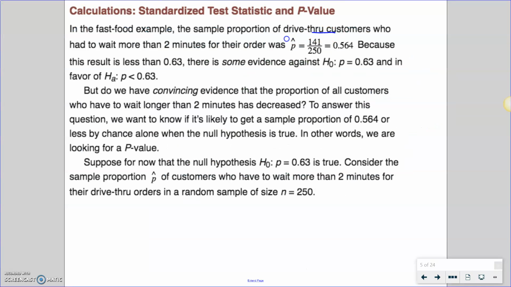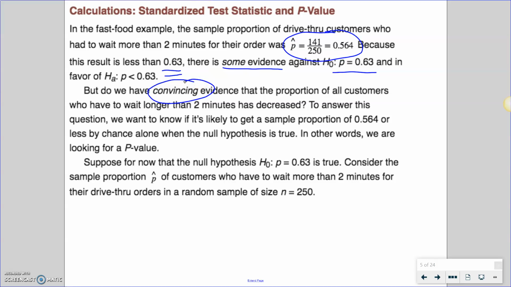All right, so here you can see they calculate the p hat again, okay? Now here's the deal: because this result is less than 0.63, there's some evidence against that. Like there's some evidence saying, hey, by hiring this extra employee, you're actually doing better, less of your customers are waiting. But the big thing is, do we have convincing evidence?